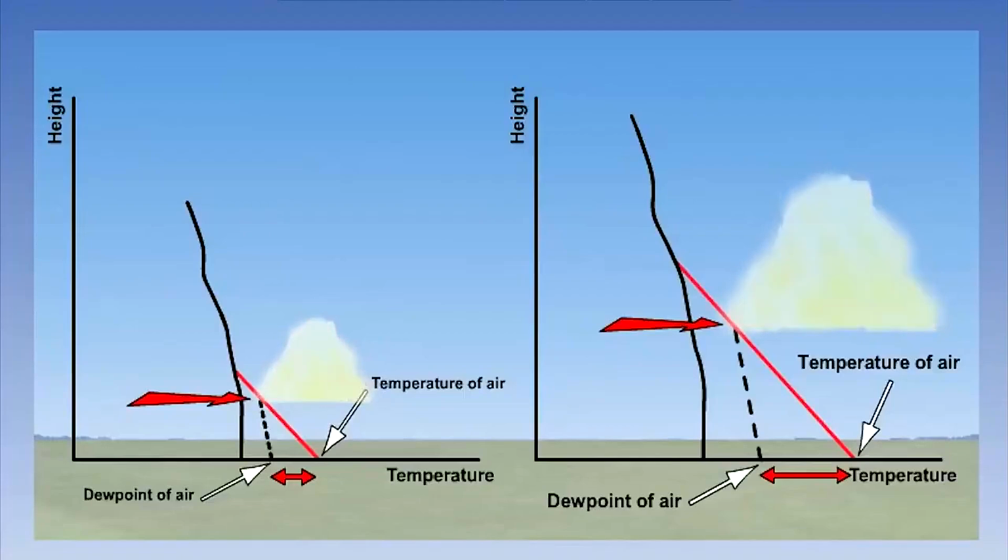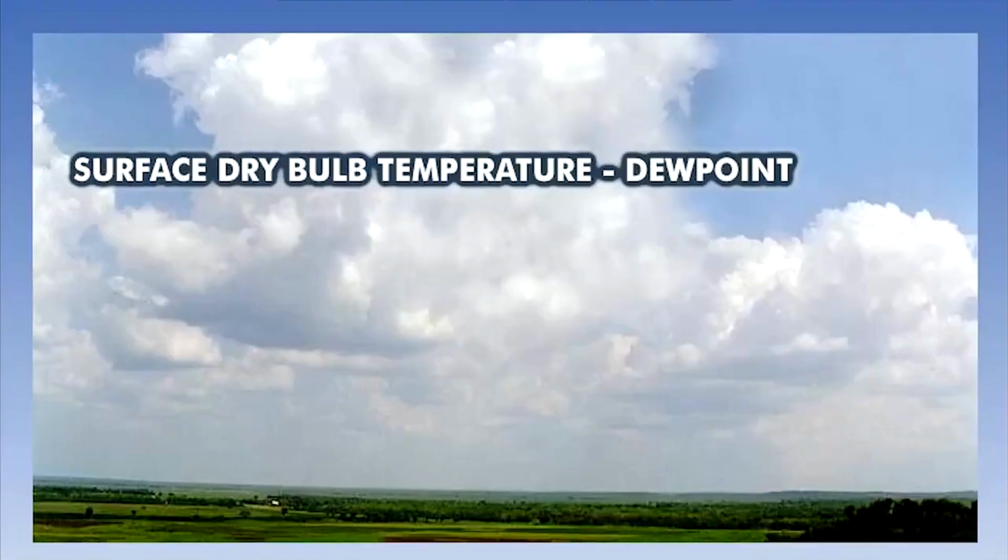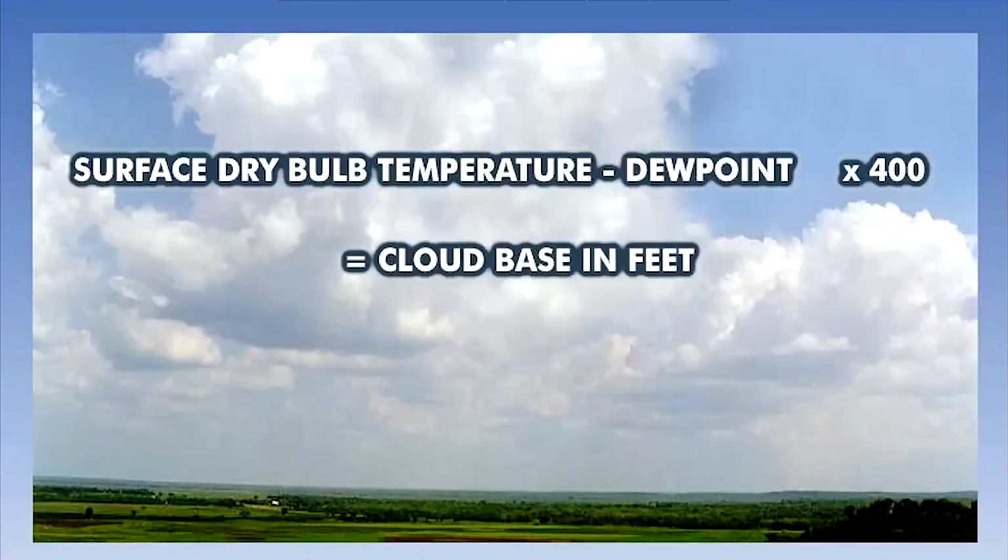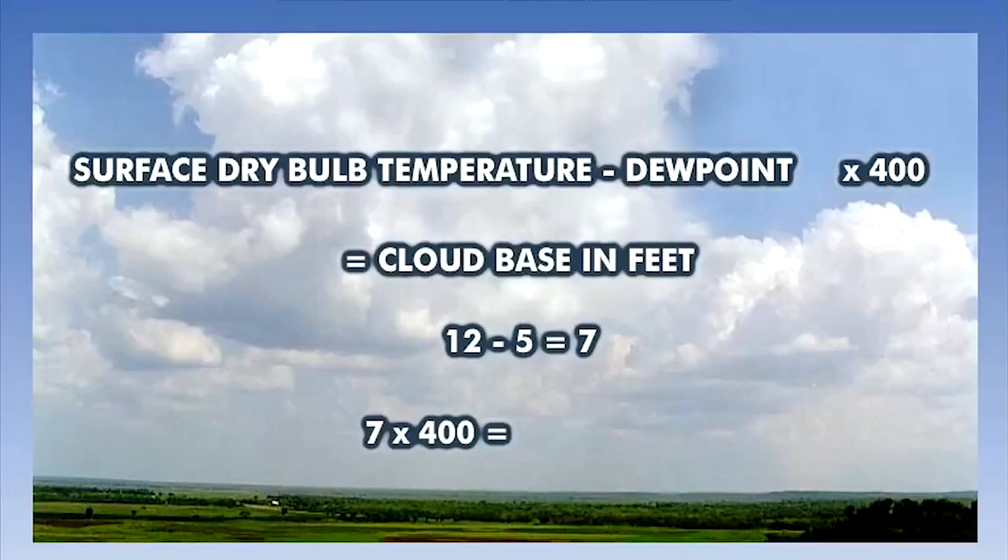An approximate way of calculating the cloud base in feet is to subtract the dew point temperature from the dry bulb temperature and multiply the answer by 400. This rule of thumb will give the cloud base in feet. So, if the dew point is plus 5 degrees and the dry bulb temperature is plus 12 degrees, then 12 minus 5 equals 7. Multiplying this by 400 gives a convective cloud base of 2,800 feet above ground level.